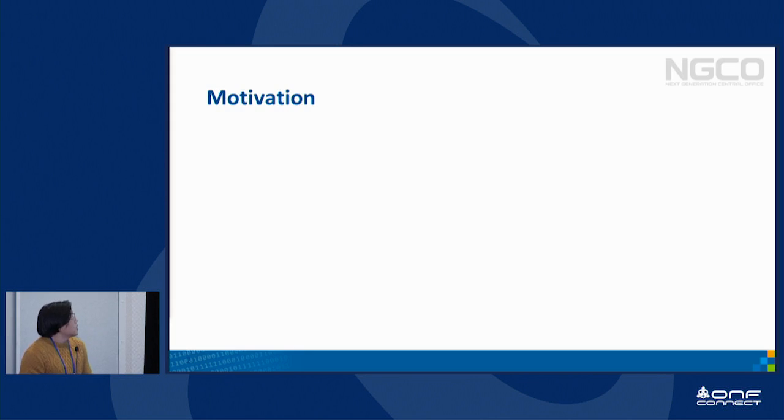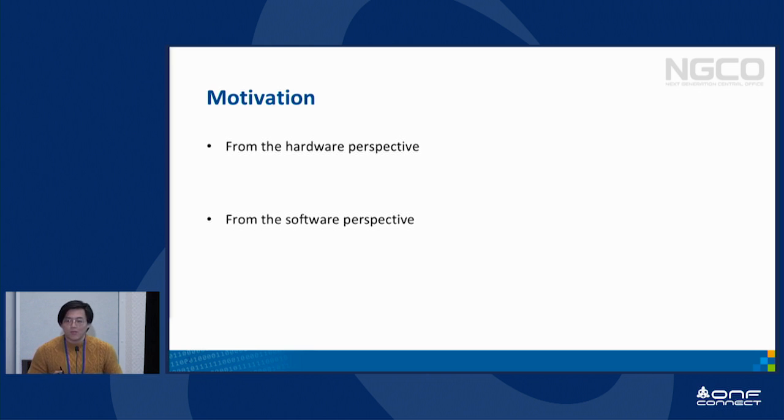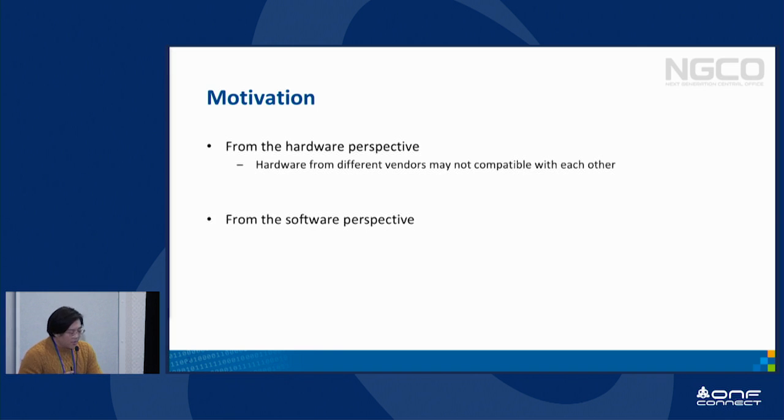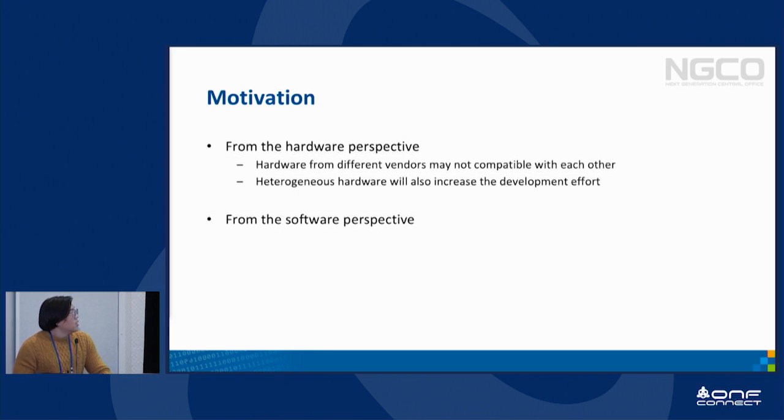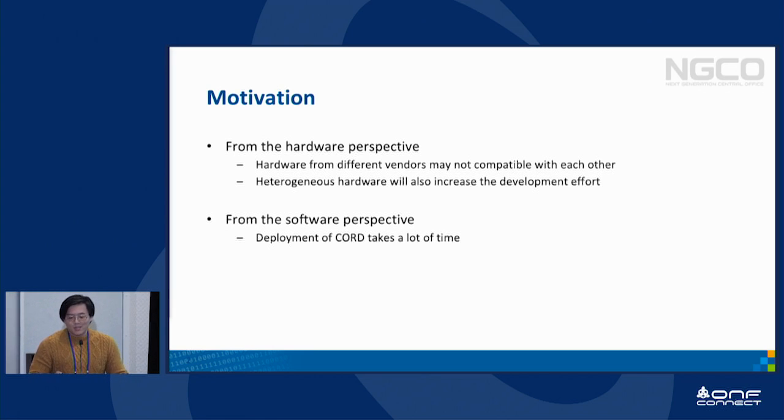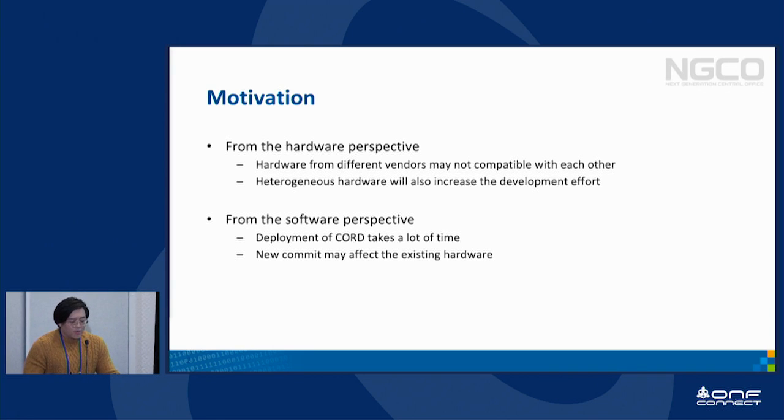So, what is our motivation? Our motivation can be briefly divided into two perspectives, from the hardware perspective and from the software perspective. From the hardware perspective, hardware from different vendors may not be compatible with each other. Also, heterogeneous hardware will increase the deployment effort. And from the software perspective, deployment of CORD takes a lot of time, as you know, and also every new commit may affect the existing hardware.